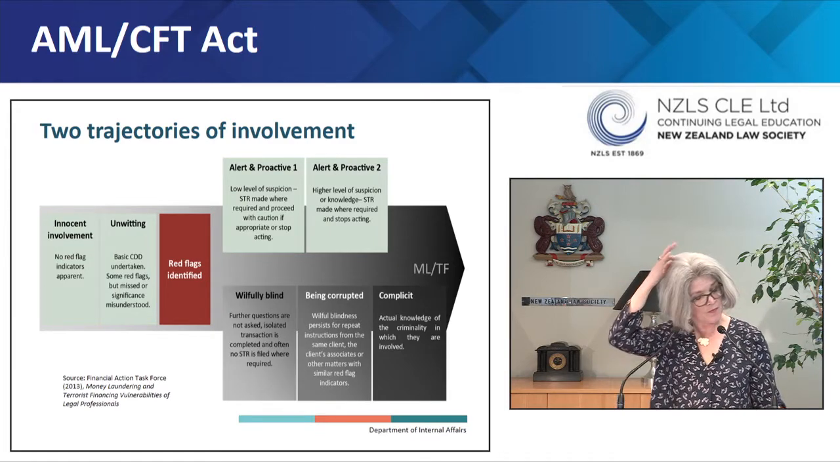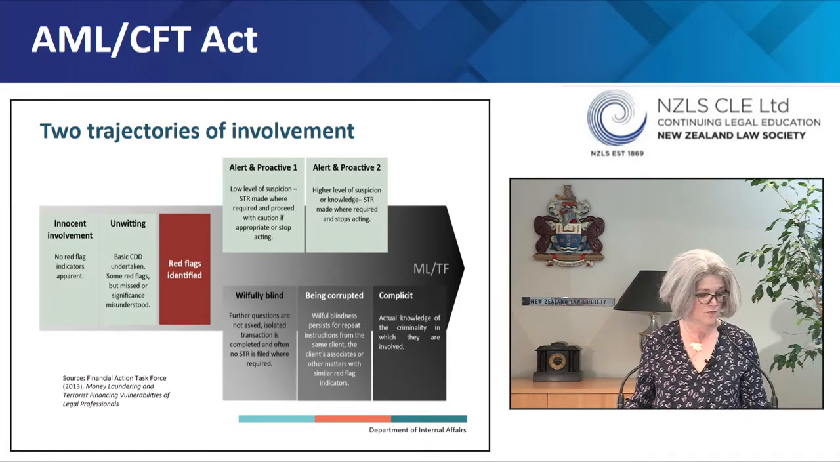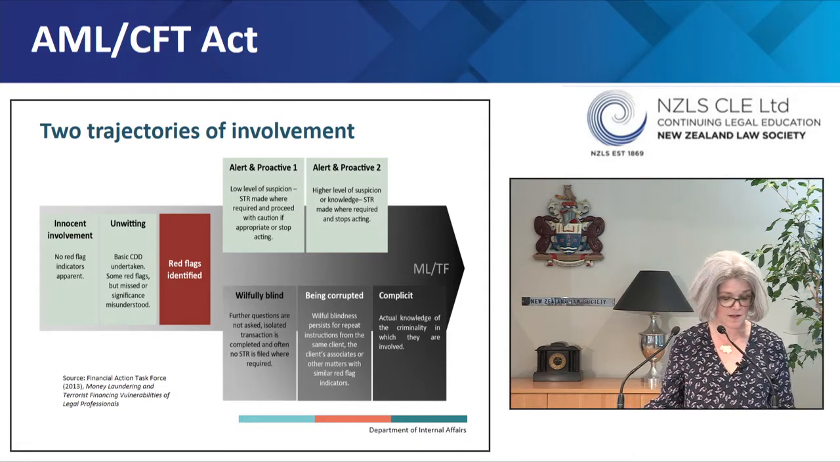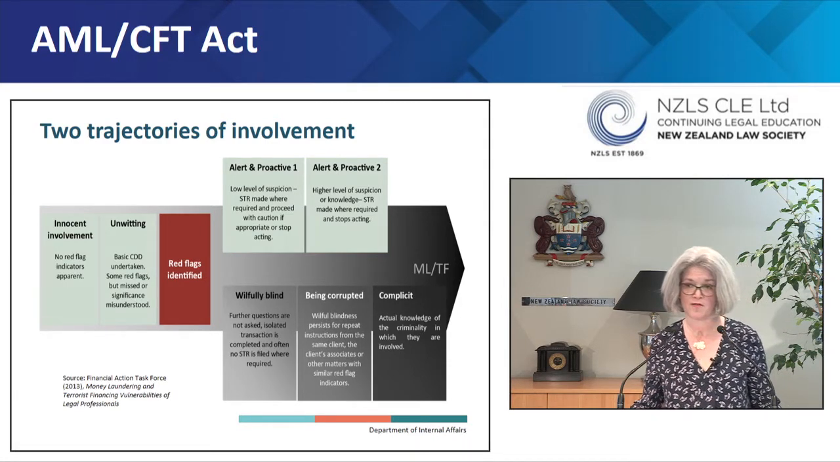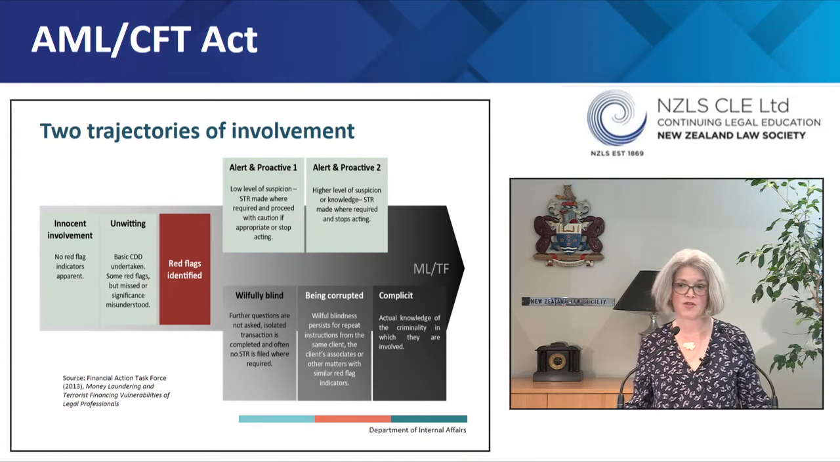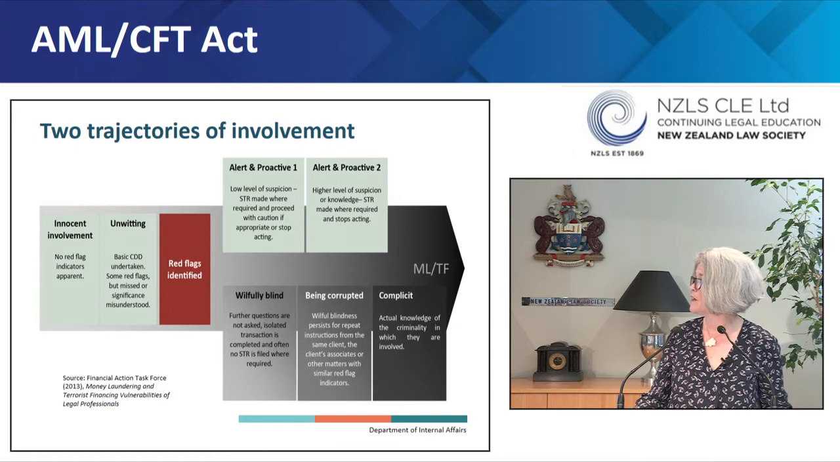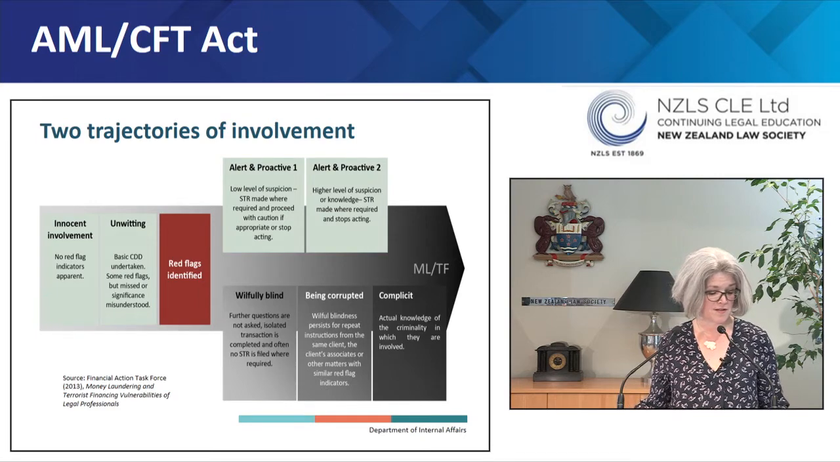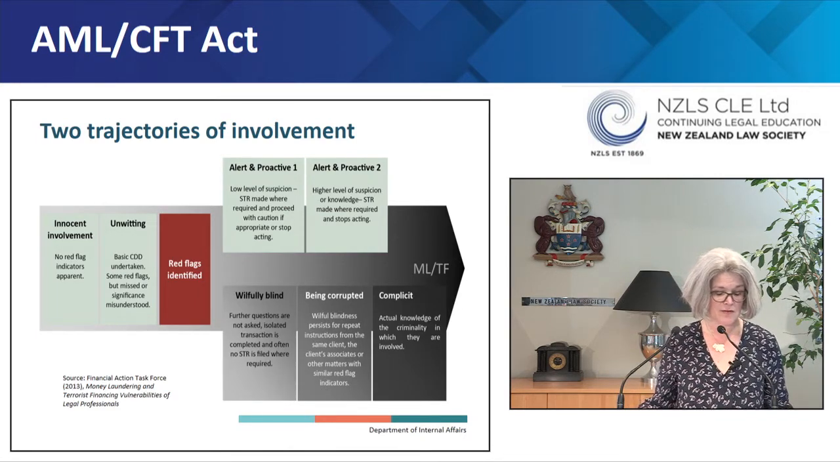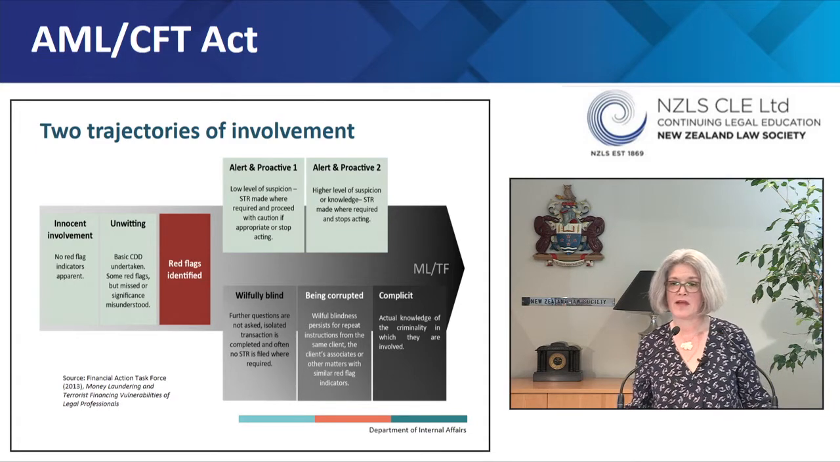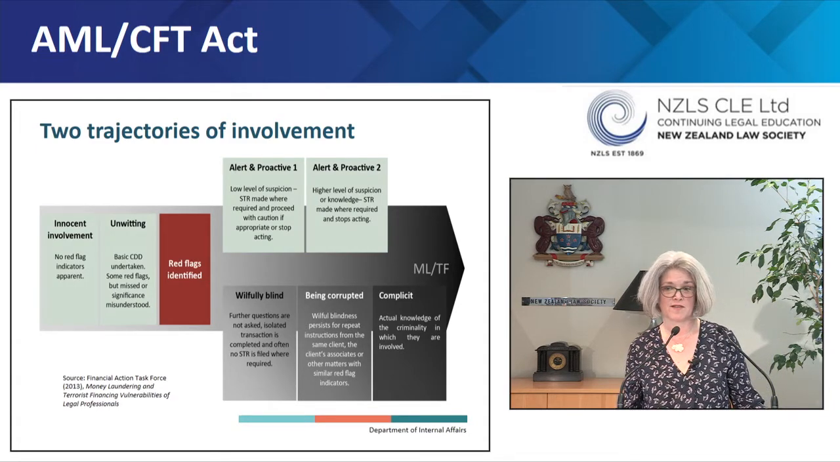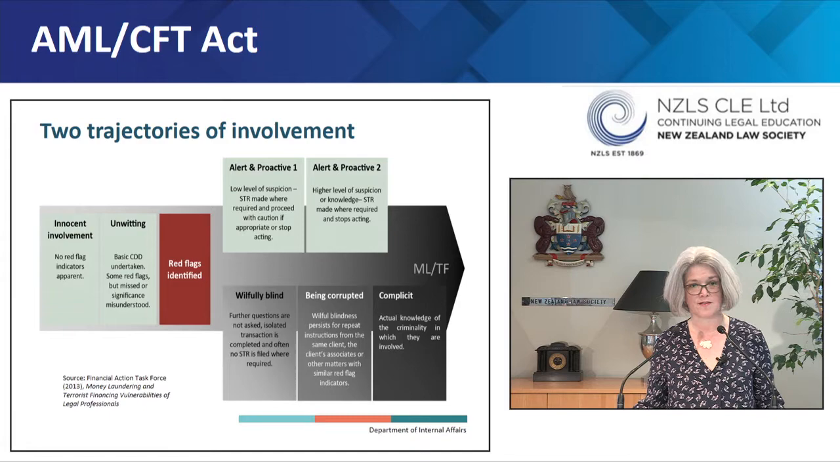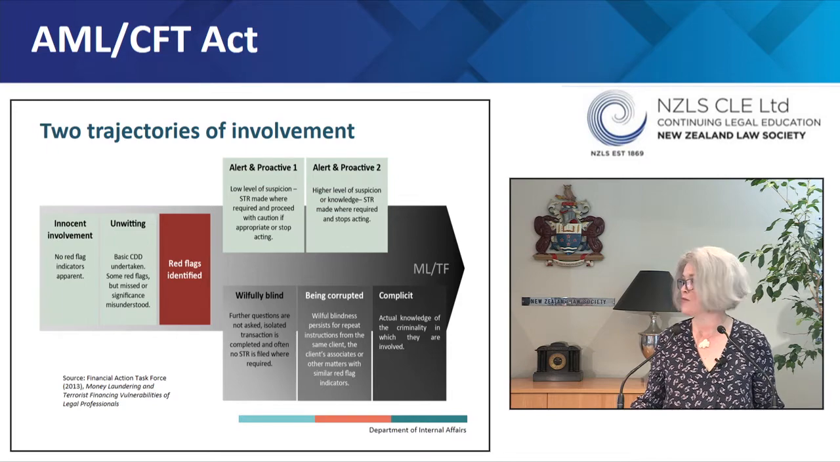This diagram was published by the Financial Action Task Force in a publication from 2013 about vulnerabilities of legal professionals. What it shows are two trajectories of involvement in a suspicious activity or transaction, ranging from innocent involvement through to being an unwitting dupe, and then through to identifying a red flag, so a potentially suspicious thing that you note about an activity or transaction that one of your clients is engaged in. At that point, it sort of bifurcates into the high road and the low road.